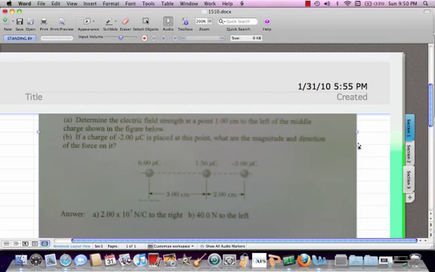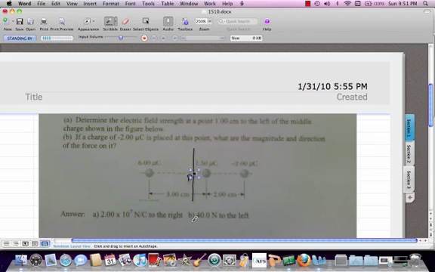All right, for this problem we need to place our point of interest on this line. So they tell us that the point we're interested in is 1 centimeter to the left of the middle charge. So that would be something like that. And I'm going to call this point P, right here. That's the point I'm interested in, knowing the electric field.